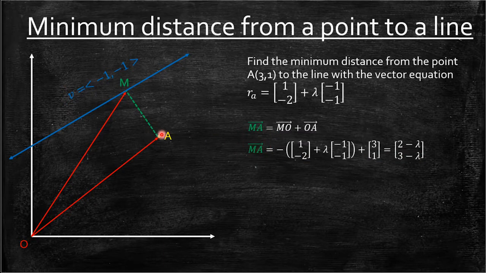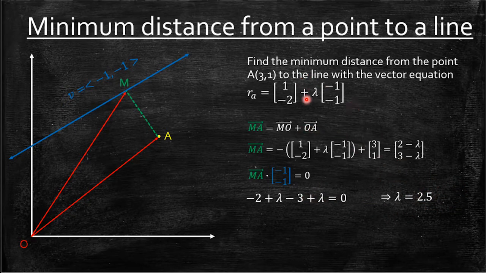Now we also know that vector MA must be perpendicular to V. So when we take the dot product of MA and V, we should end up with 0, which is this result over here. So when we take the dot product, it's just -1 times all of this, plus -1 times all of that. And that gives me (-2 + lambda) + (-3 + lambda) = 0. And we'll solve for lambda. So lambda here is 2.5.